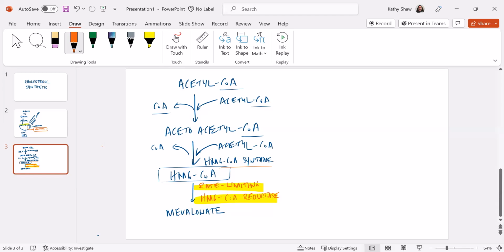Anyway, once we get to mevalonate, what we're going to do is convert that mevalonate to isoprene units. So isopentenyl pyrophosphate first, and then some isoprene units. So let's figure out how to draw this.